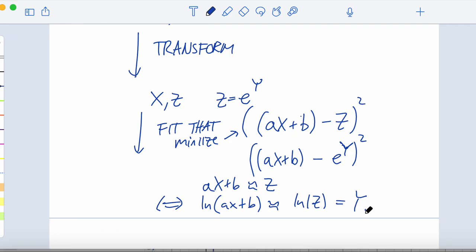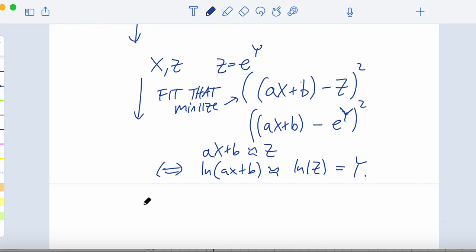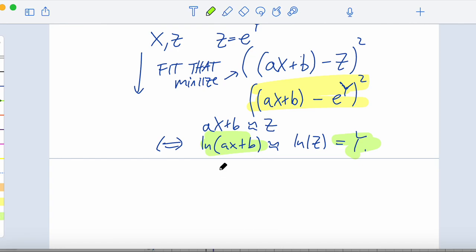Why am I telling you all this? What is the point of all this stuff? Before I say what the point is, let me make sure one thing is crystal clear, because this is the one place you can go wrong. The thing we actually minimized was ax plus b minus e to the y squared. When we ran the linear regression, we minimized that. And then I claimed this other thing, that the log of ax plus b is approximately y. You have to be careful, because sometimes these are the same, and sometimes they are not quite the same. When it works great, it's totally fine, but don't get confused, because you could mean this.